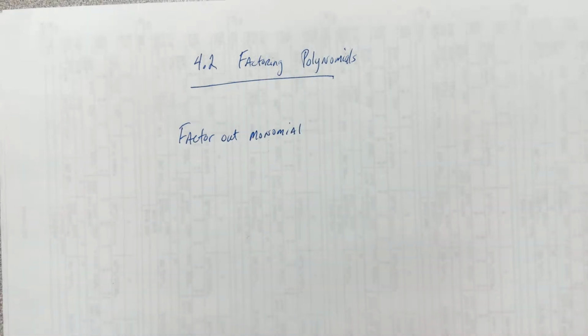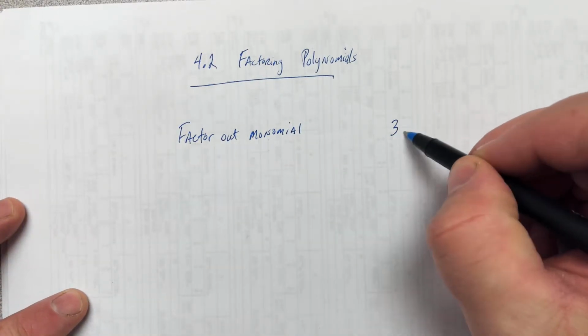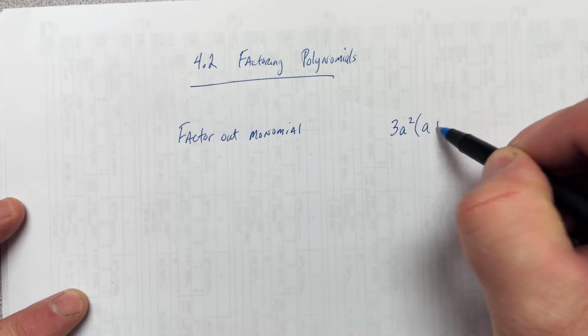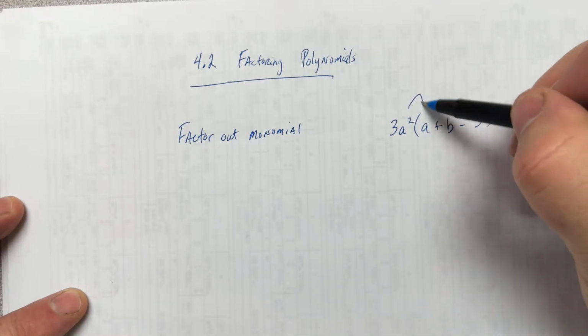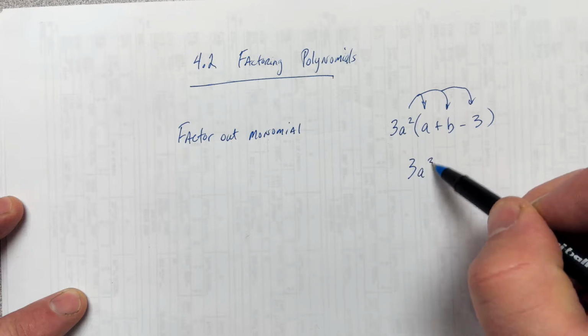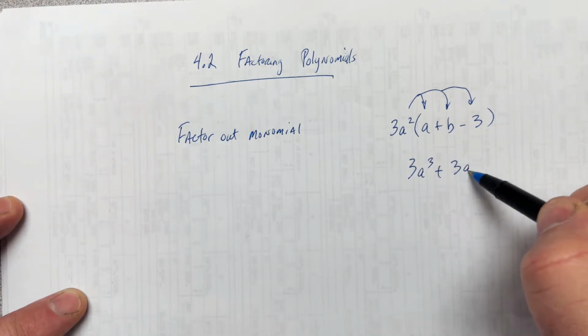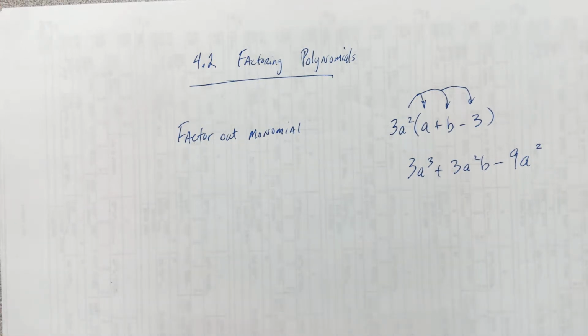Now, like last time I told you that factoring is the opposite of distributing, right? It's like the opposite of multiplying. So like last time, you might have had something like this, and you would have to distribute, right? So last time you would have to multiply all of those things and you would get, let's see, 3a cubed minus 3a squared b minus 9a squared. Is that right? That would be your answer.